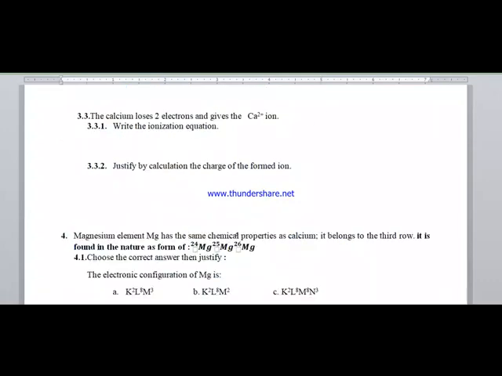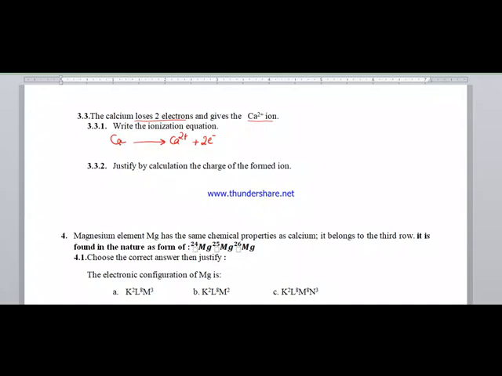Okay, let's continue. Part 3. The calcium loses two electrons and gives a calcium ion. Write the ionization equation of the formation of the calcium ion. We have a calcium atom, symbolized by Ca. It changes into the calcium ion Ca2+. Since it loses 2 electrons, we write that it gives 2 electrons in addition to the formation of the ion.